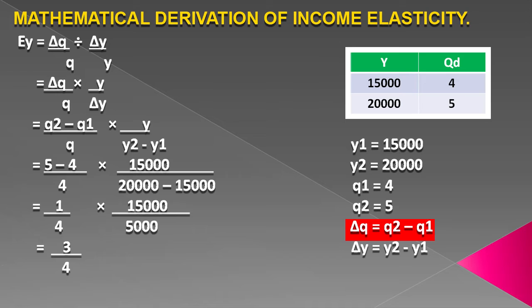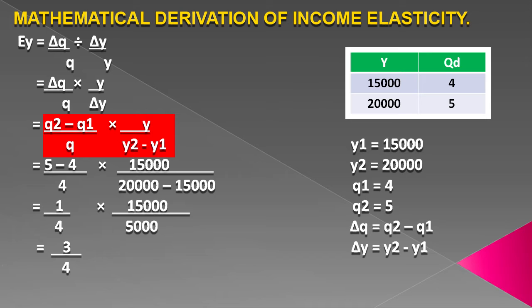Delta Q equals Q2 minus Q1, delta Y equals Y2 minus Y1. The elasticity formula is delta Q by Q divided by delta Y by Y. When we convert division into multiplication, we get delta Q by Q multiplied by Y over delta Y. As we know, delta Q equals Q2 minus Q1 and delta Y equals Y2 minus Y1. So instead of writing delta Q and delta Y, we put in the values, and after putting the values, we get the equation Q2 minus Q1 over Q multiplied by Y over Y2 minus Y1.